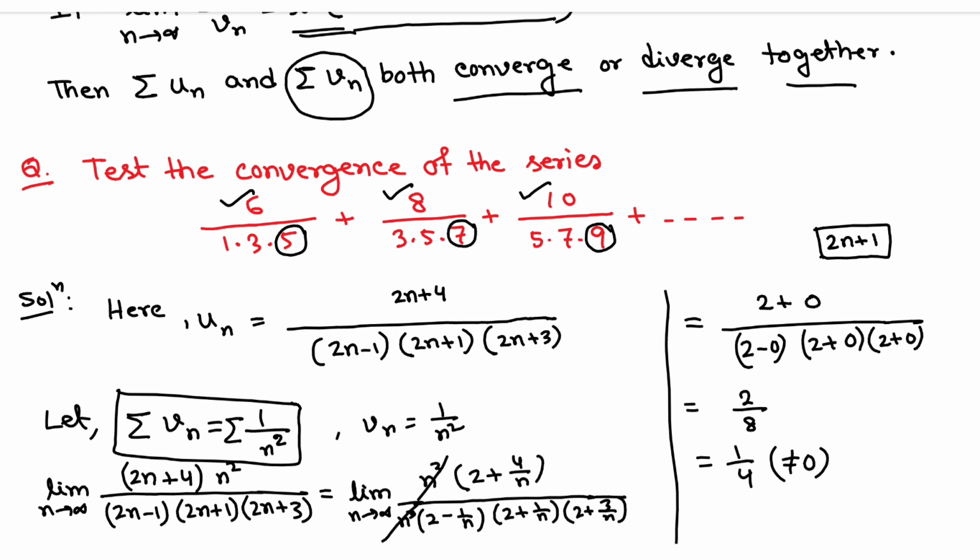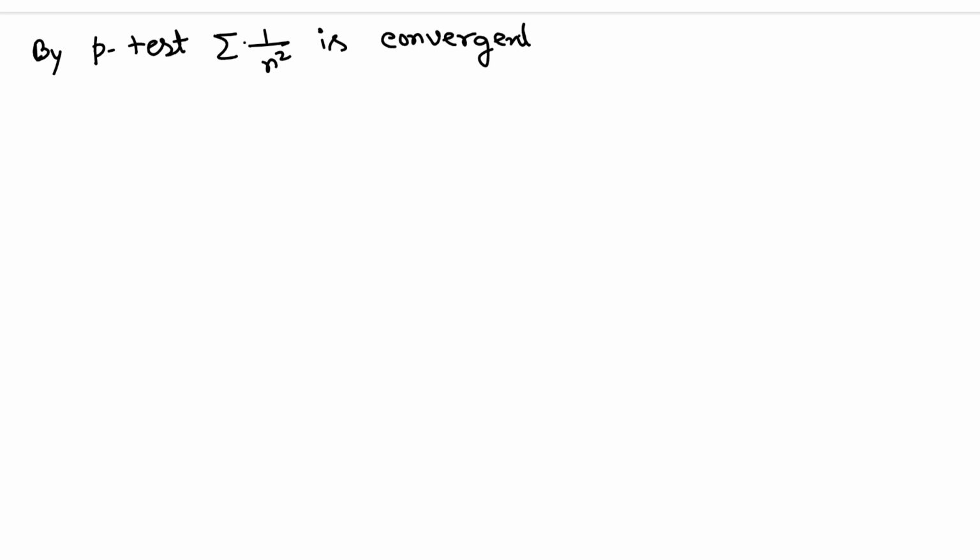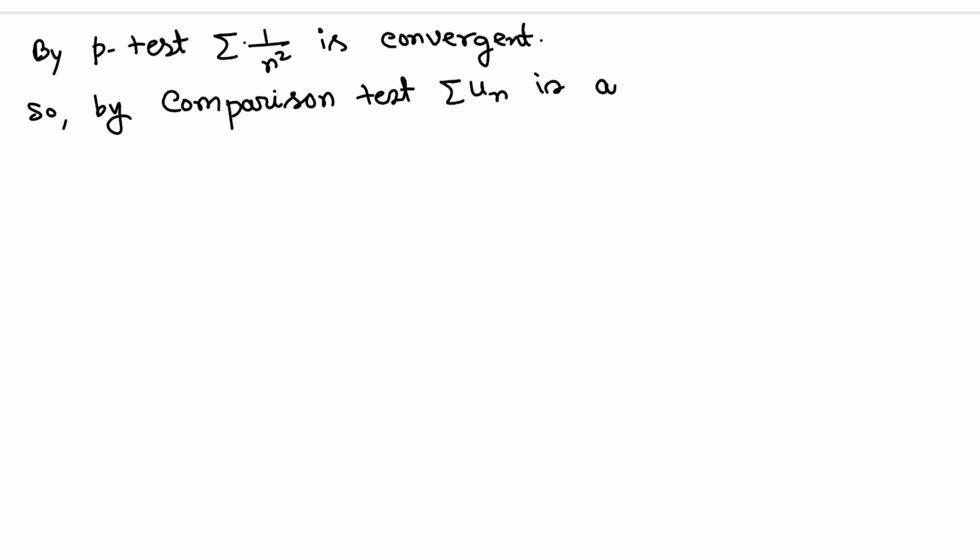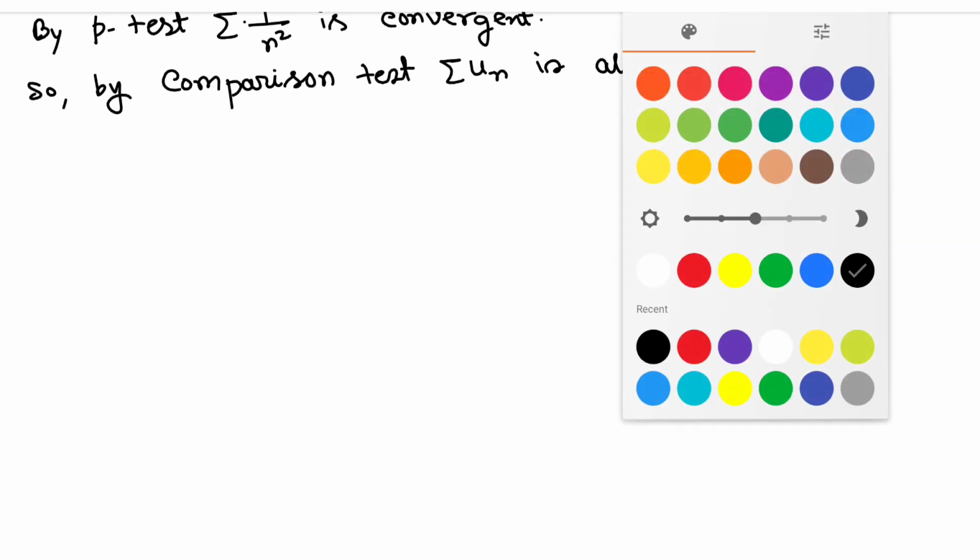This is of the form summation 1 by n to the power p. So obviously we can use p test. By p test, summation 1 by n square is convergent, because here p is 2, and 2 means greater than 1. So this is convergent. So by comparison test, summation Un is also convergent. Clear? Okay, let's solve another problem.